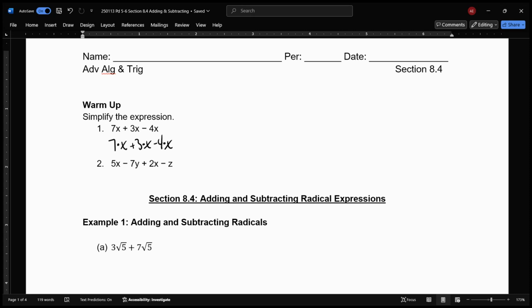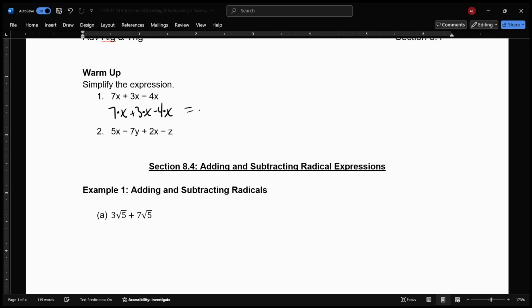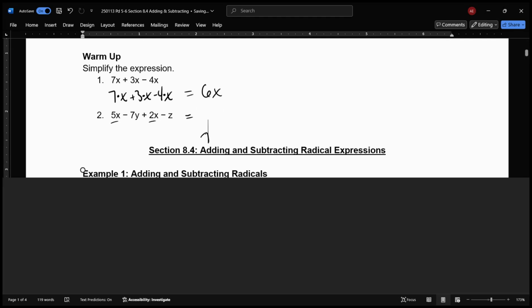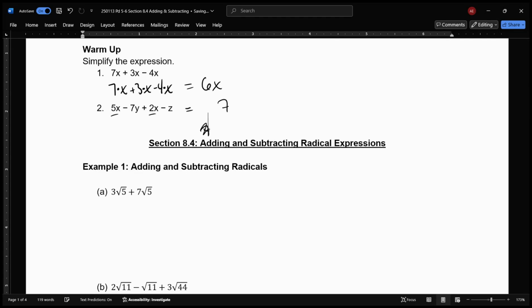But anyway, long story short, you know that 7 times x plus 3 times x is 10x, or 10 times x, and then minus another 4x, or 4 times x. They're all like terms. Anyway, combining your like terms, 5 times x, 2 times x, that's 7 times x. 7 times x, and then I guess that's it, minus 7 times y minus z.